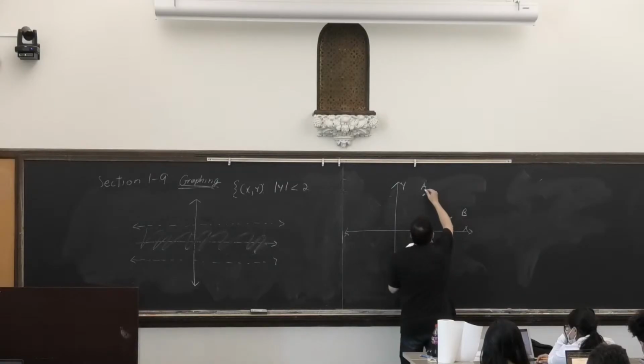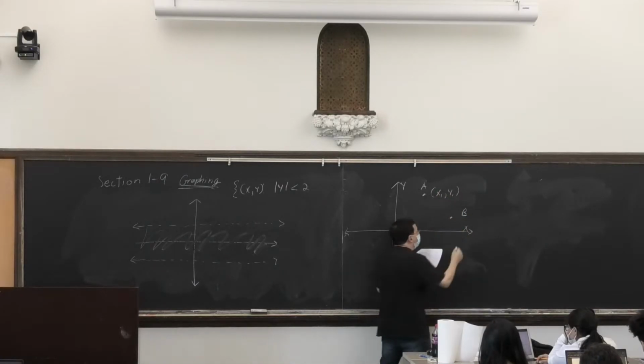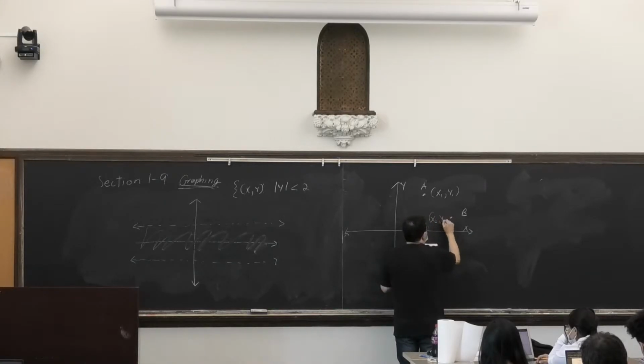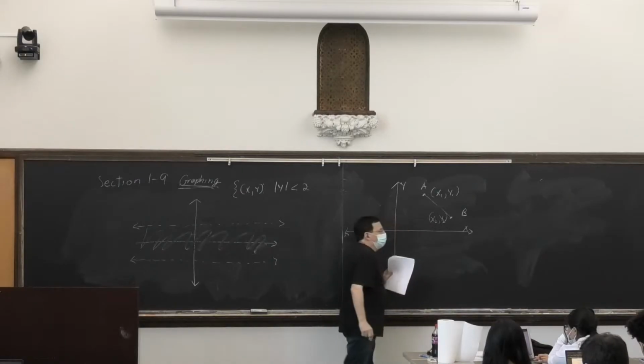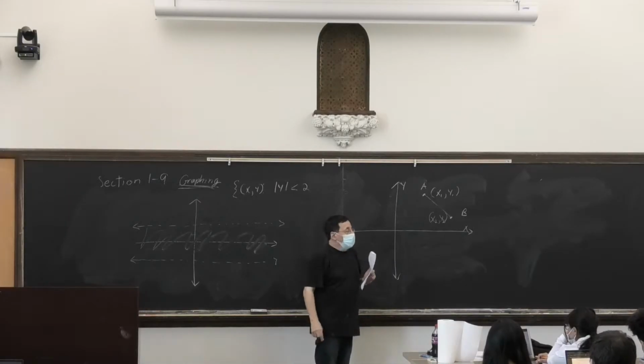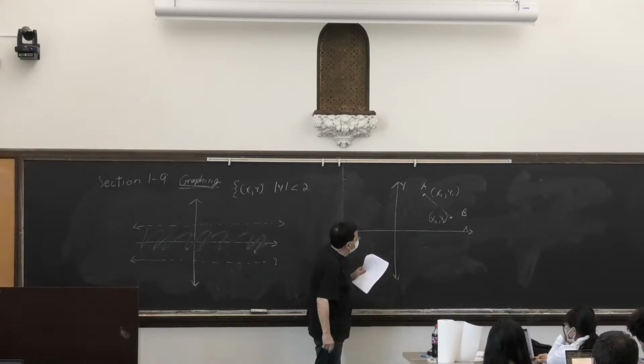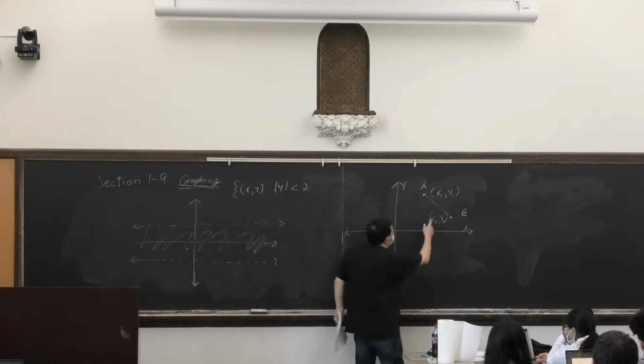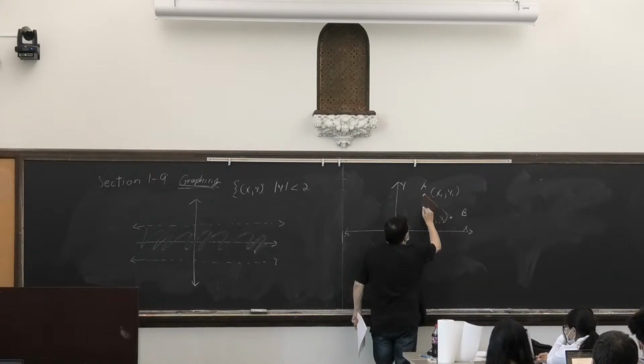So let's call one point x1, y1, those are its coordinates, and the other x2, y2. There's a line segment between them, and we'd like to know the length of that line segment. So how do we figure that out? Well, the way we do it is we create a right triangle here.